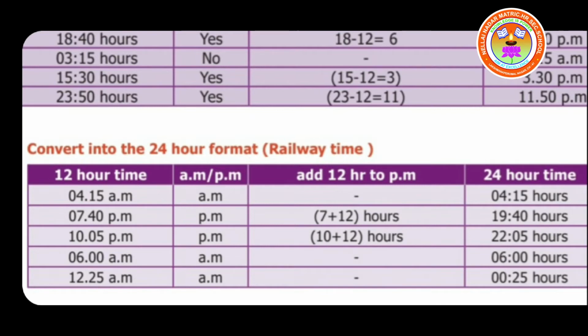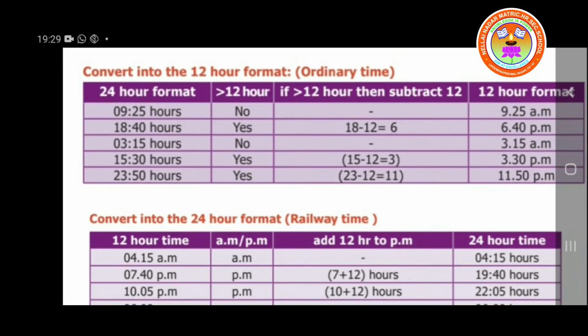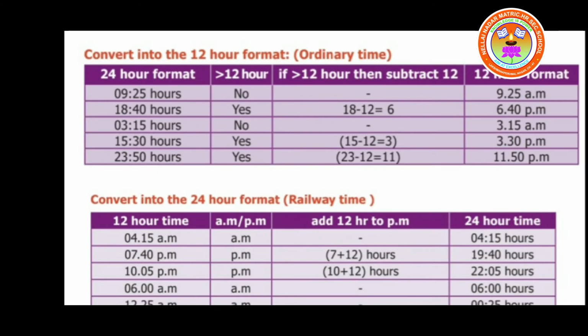In case it is a.m., there won't be any change. But here it is p.m., so now you have to add. First, always when you convert from 12-hour to 24-hour format, you have to check whether it is a.m. or p.m. In case it is p.m., you have to add 12. In case it is a.m., there won't be any change, you can write as it is. But when you come to the 12-hour format, you have to check whether it is greater than 12 or less than 12. In case it is greater than 12, you have to subtract 12. Do you understand, children, what is the difference between the two things, the ordinary time and the railway time?